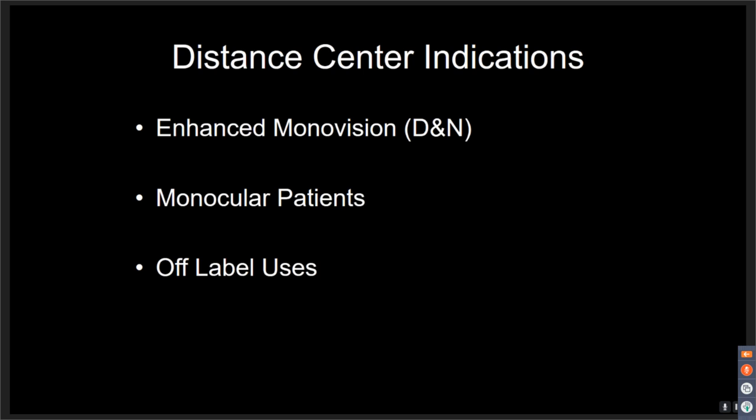Now, if they have a little bit larger pupil, then I'll think about a multifocal and do the exact same thing. Again, I'll flip it, I'll put a distance in the center of one and near in the center of the other one. Monocular patients are always a challenge. You have to make sure that they can do everything they need to do, especially night driving and daytime driving. But, you know, again, this lens offers you the ability for the monocular patients to see both distance and near. Now, the off-label uses, there's a lot of talk about that going on right now.